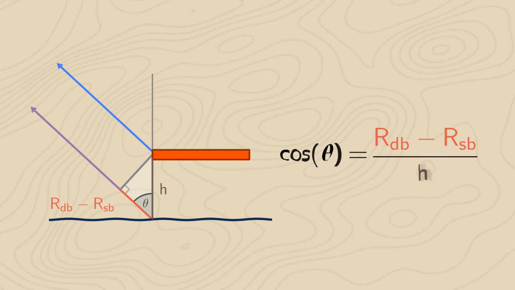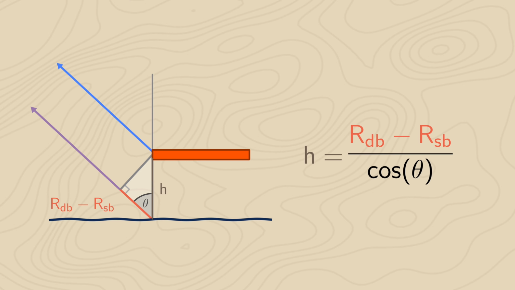As a last step, let's rearrange our equation so we get that the clearance h is equal to the difference in ranges between the double and single bounce divided by the cosine of the incidence angle. And now remember that we can compute this during the day, night, and even if our bridge is covered in smoke, clouds, or fog. This is really an astonishing capability of SAR.